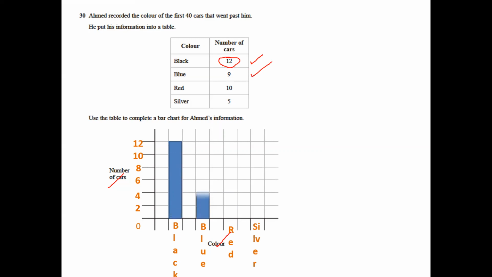So there are 12 black, 9 blue, 10 red, and 5 silver. Like that, you can present the data in a bar chart like this.